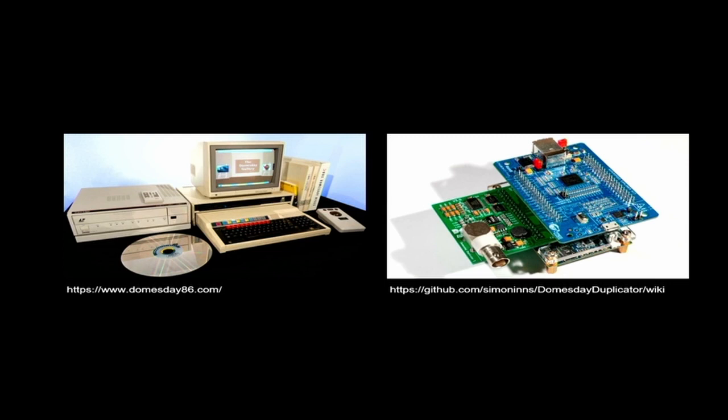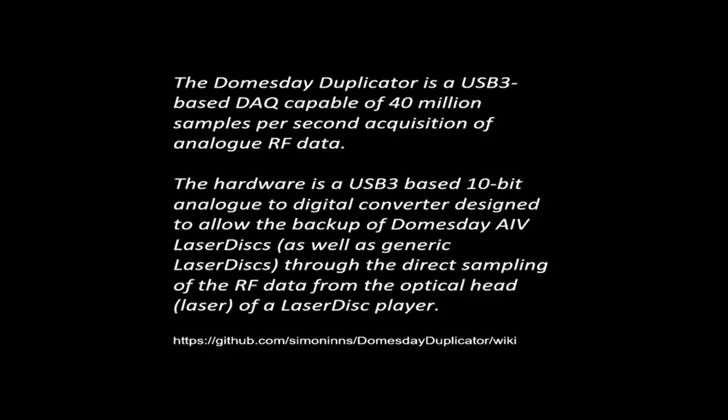In order to be able to read out all this information from the so-called AIV, Advanced Interactive Video disc, the open-source Domesday Duplicator here on the right was developed. The Domesday Duplicator is a USB 3-based DAQ capable of 40 million samples per second acquisition of analog RF data. The hardware is a USB 3-based 10-bit analog-to-digital converter designed to allow the backup of Domesday AIV laser discs, as well as generic laser discs, through the direct sampling of the RF data from the optical head laser of a laserdisc player.